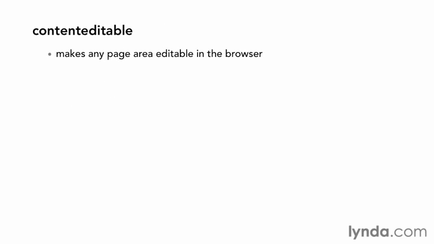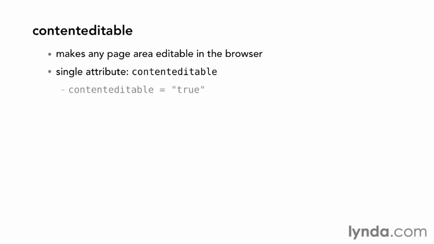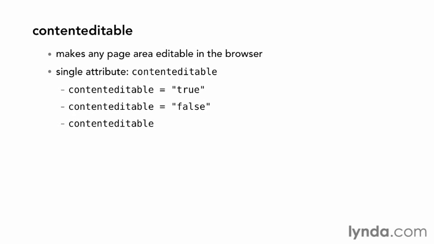Basically, this feature makes any page area editable in the browser. It uses a single attribute, Content Editable of course, which can be set equal to true, equal to false, used by itself, which means true, or inherit, where it will take on the content editable characteristics of its parent.